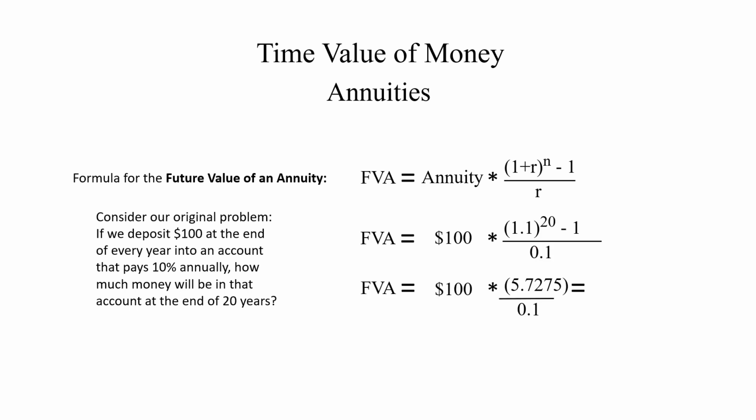So in the parentheses, we have 1 plus 0.1, which of course is 1.1, and 1.1 to the 20th power is 6.7275, and when we subtract 1 from that, we get 5.7275. Then 5.7275 divided by 0.1 is 57.275. And when we multiply that by $100, we get $5,727.50.